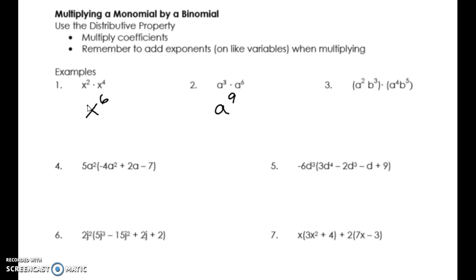Okay, check your answer on number 2. You should have gotten x to the ninth. Yes, you're just adding exponents.